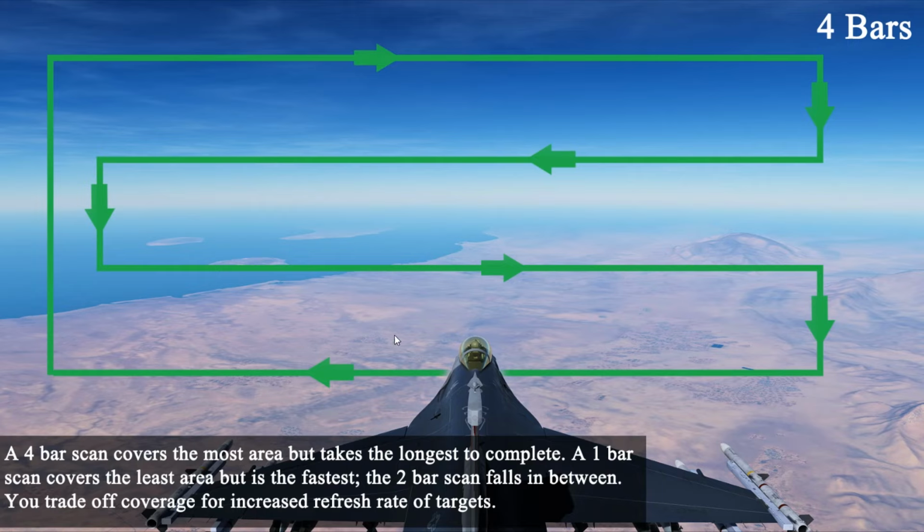Okay, so you would use 4 bars just to scan a general area in front of you, hoping you find something. Use lower bars because they're faster if you already know where to look for your target.